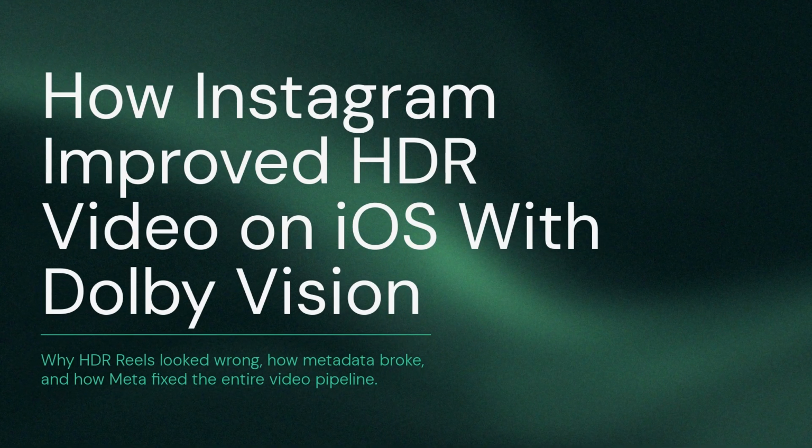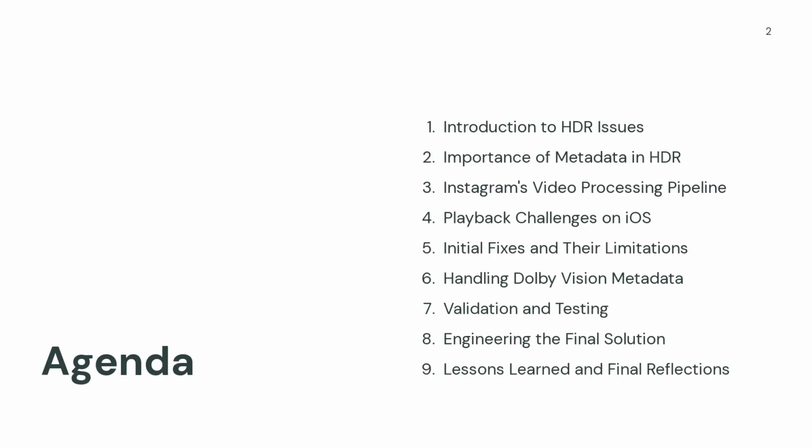Hey, today I am going to explain how Instagram improved HDR video on iOS using Dolby Vision. This is the story of why HDR Reels originally looked wrong, how missing metadata caused those issues, and how Meta engineers fixed the entire video pipeline end to end. This is a story about video quality, system design, and performance at scale.